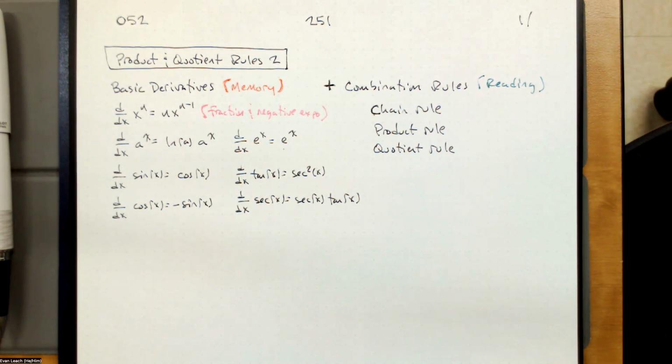We have to be able to look at how a function is put together and read what that function is telling us to do. Are we multiplying functions? Are we composing functions? Are we dividing functions? If we're adding functions, then life is easy. We just separate by term. But when we're multiplying, dividing, or doing compositions, that's when we need special rules.